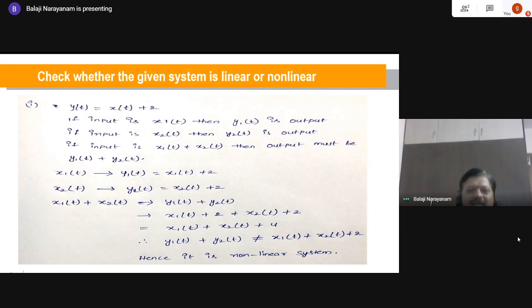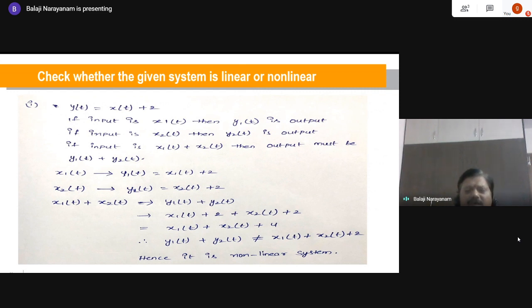Now take the additive property. Add x1 of t input signal with x2 of t, another input signal. Then the output must be y1 of t plus y2 of t as per the additive property. Now y1 of t is x1 of t plus 2, and y2 of t is equal to x2 of t plus 2. If I apply x1 of t plus x2 of t as the input, and it results in a value different from y1 of t plus y2 of t, then you may say it is non-linear.